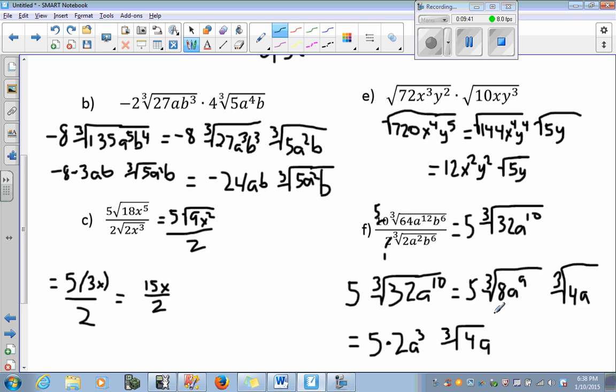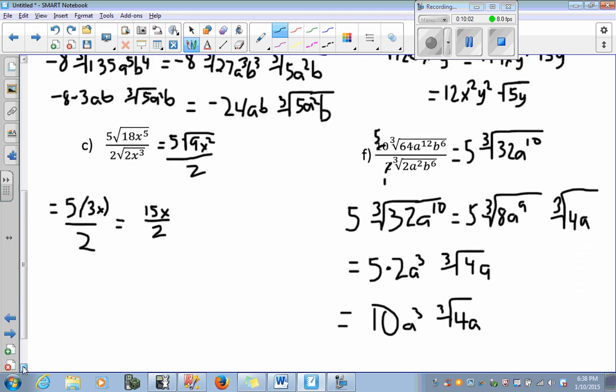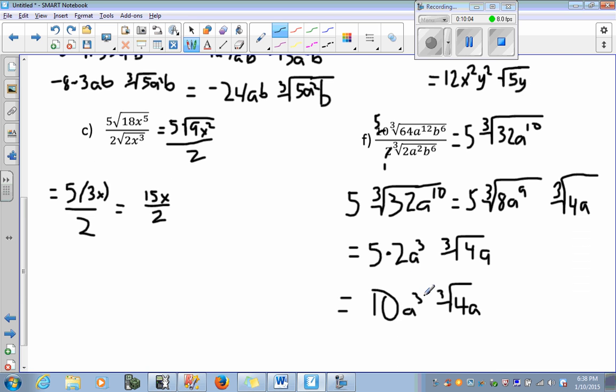Then I would simplify this. I bring my 5 over. Now the cube root of 8 is 2. The cube root of a to the 9th is a cubed. Then I would just bring the cube root of 4a over. So I have 5 times 2a cubed times the cube root of 4a. That simplifies to be 10a cubed times the cube root of 4a.